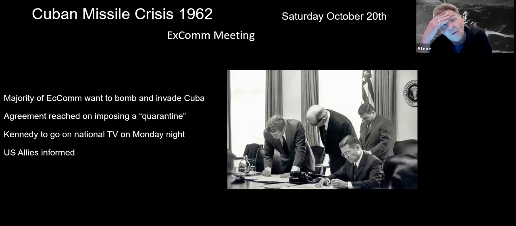Saturday, October the 20th is an EXCOM meeting. The majority of them want to bomb and invade Cuba. That's the majority opinion. Kennedy doesn't want to, and he's arguing for the quarantine. And in the end, they do agree that the quarantine would be the first step. And the agreement is, if that fails, then they invade Cuba. And then that's when Kennedy goes on national TV on the Monday night and lets the American public, or in this case, the American voters, know what's going on, or his version of what's going on. He then informs the US allies what he's doing.